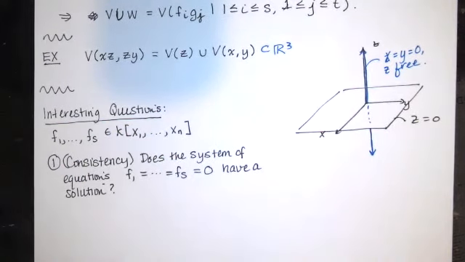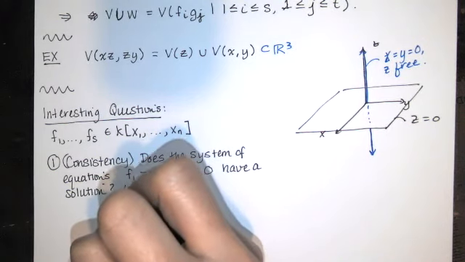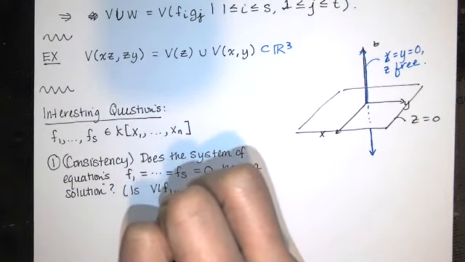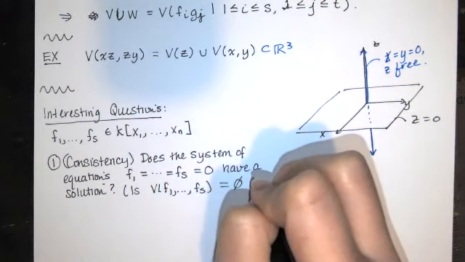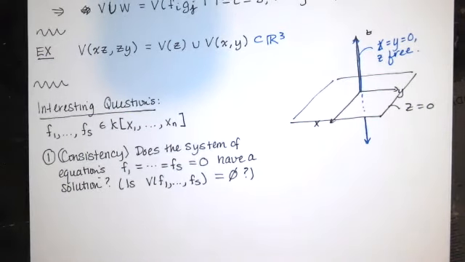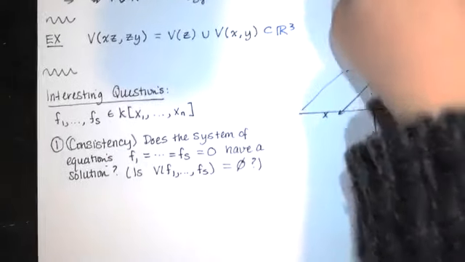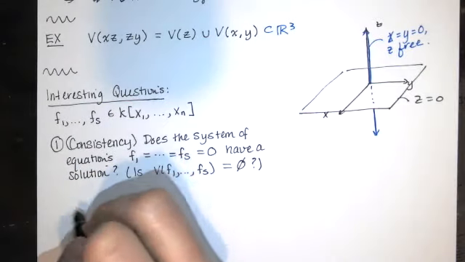Now, if we're asking if a system of equations has a solution, another way to say that is: is this set equal to the empty set? Is it empty? I label this with consistency, or the textbook author labels this with consistency as well, because that system of equations may not have a solution. If that system of equations does not have a solution, we call it an inconsistent system of equations.